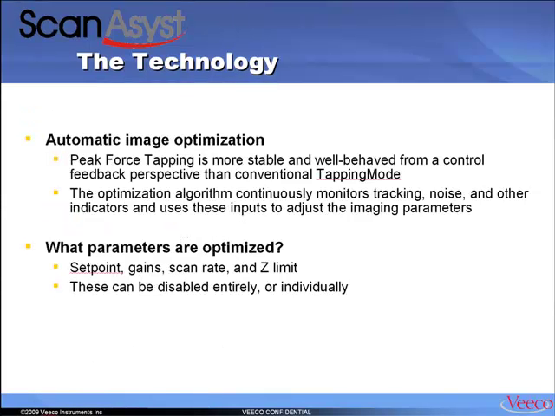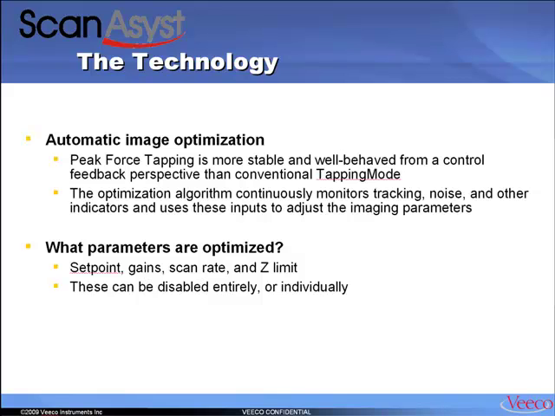Automatic image optimization is of course the game changer. It points out that PeakForce Tapping is a much more stable method from an image optimization perspective than conventional tapping mode, and it has to do with the fact that in PeakForce Tapping we actually measure forces directly, whereas in tapping mode we monitor basically a gradient change by measuring a change in amplitude typically.